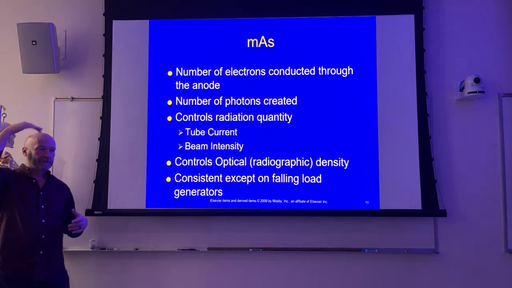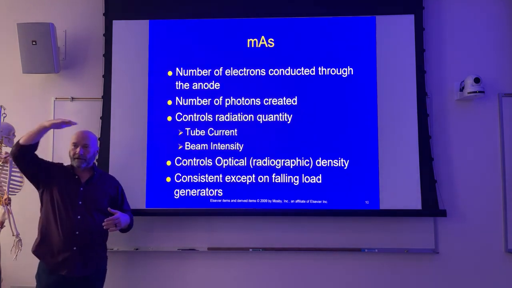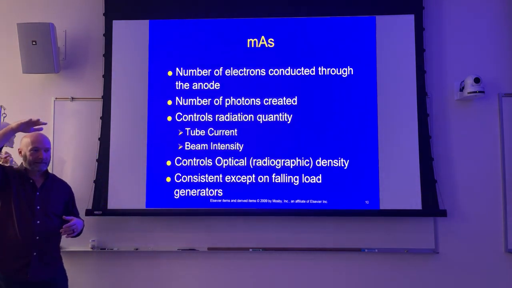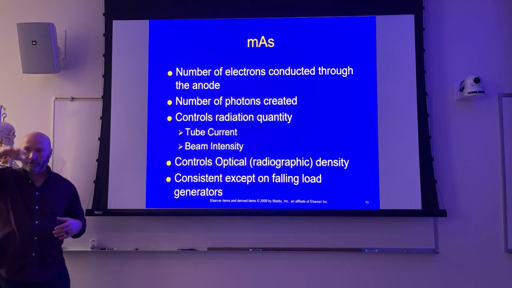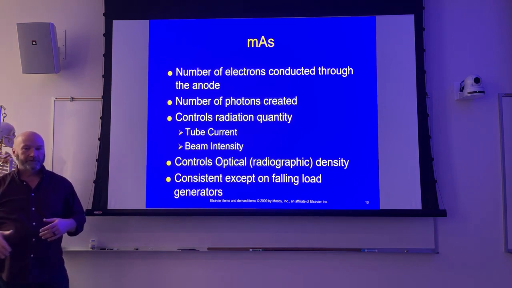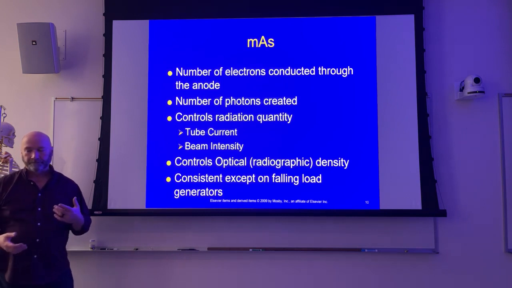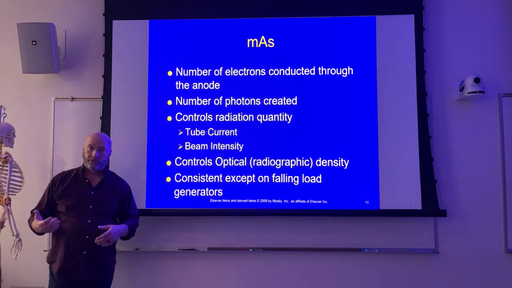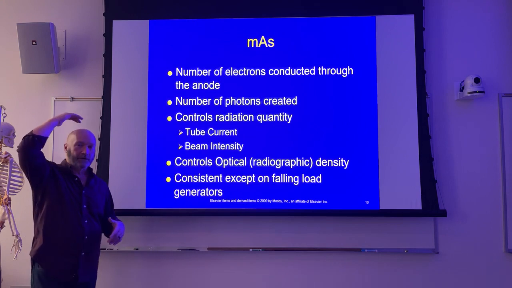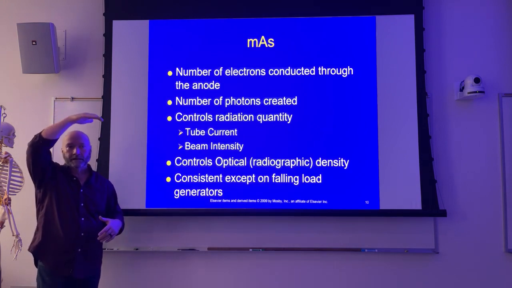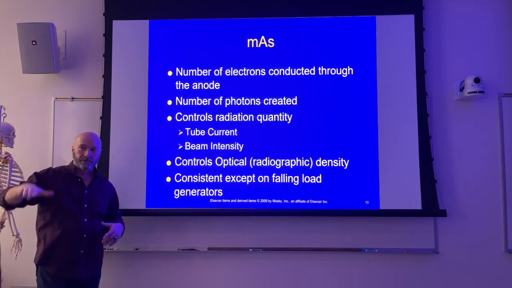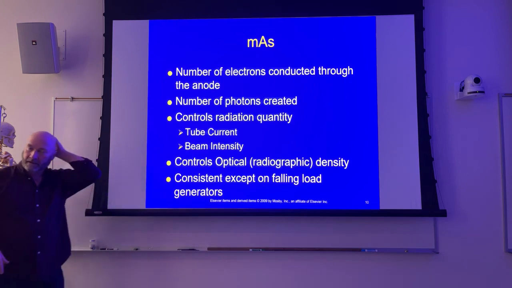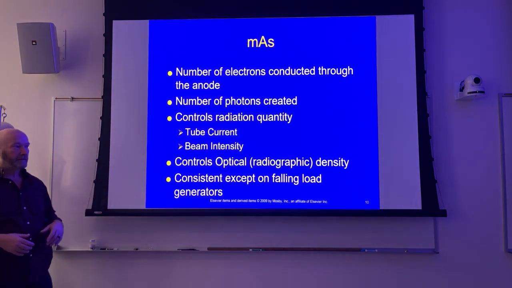What we had was a generator that would start out at the highest possible mA station, and throughout the exposure it would drop in order to try to minimize the potential for motion artifact. So you're phototiming, and it would start at maybe 1200 mA, shoot for a while, drop to 1000, drop to 800, drop to 600, and so forth, just to minimize the exposure time.